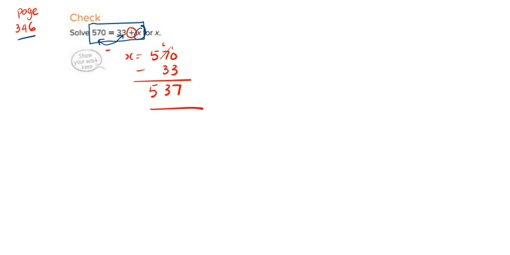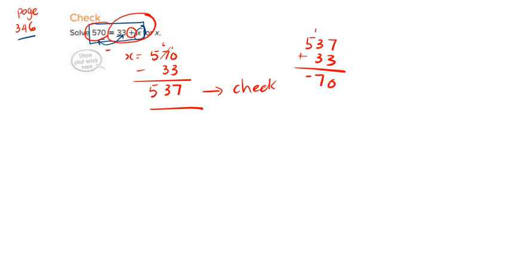And if you wanted to check whether this is the correct answer, you can now add these up and see, do they equal 570? So you can just say 537 plus 33. 7 plus 3 is 10. 3 plus 3 is 6 plus 1 is 7, and 5 plus nothing is 5. So you are getting back that 570.